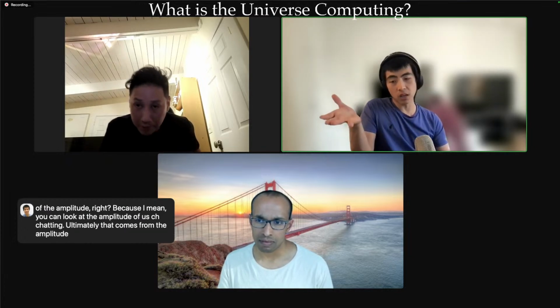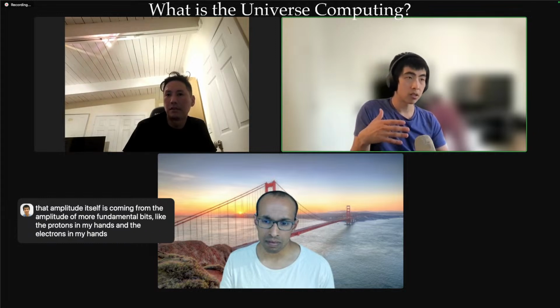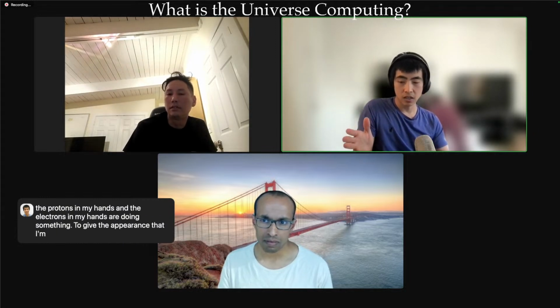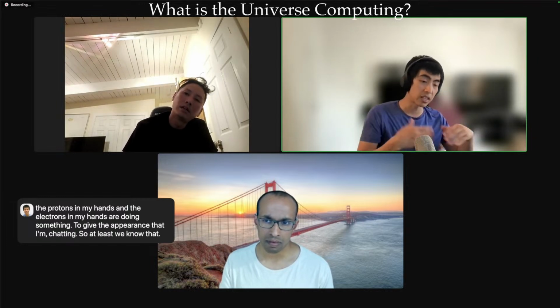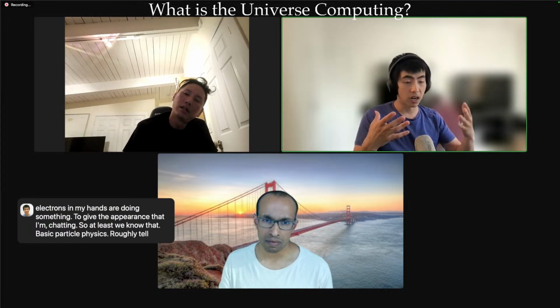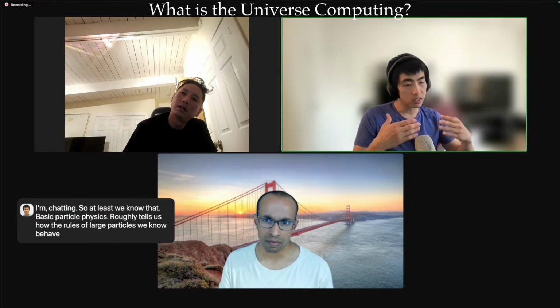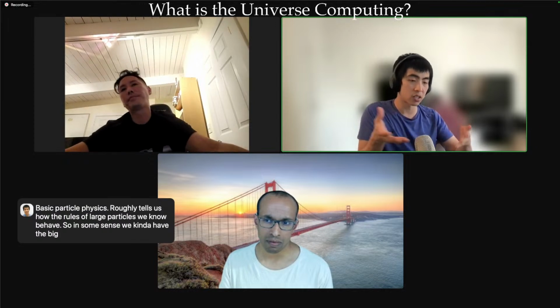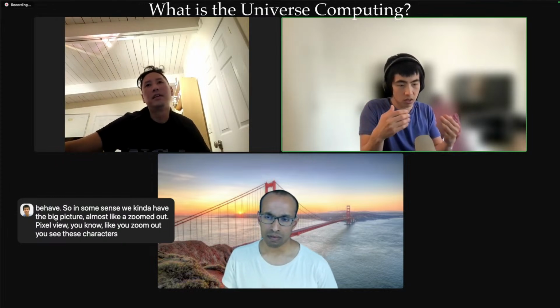But if you zoom in, probably that amplitude itself is coming from the amplitude of more fundamental bits. Like the protons and the electrons in my hands are doing something to give the appearance that I'm chit chatting. So at least we know that basic particle physics roughly tells us how the particles we know behave. In some sense, we have the big picture, almost like a zoomed out pixel view. You know, like you zoom out, you see these characters emerging from the pixels. You roughly see how the amplitude behaves. But if you zoom in, you don't necessarily know the details.